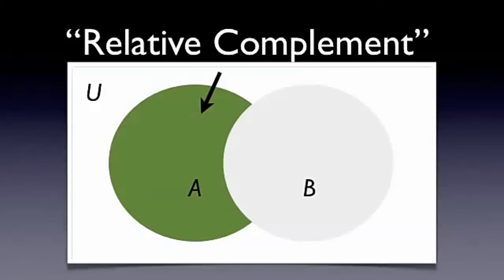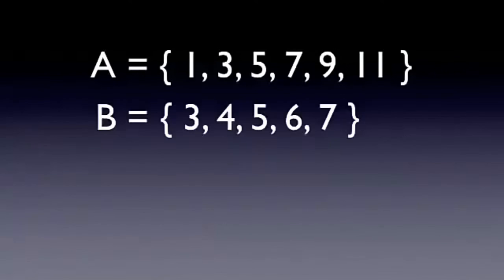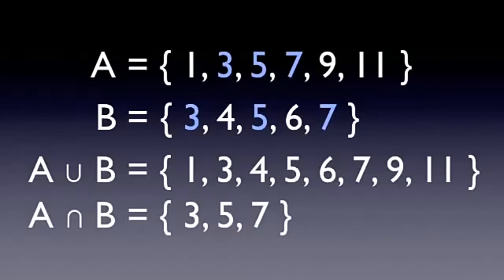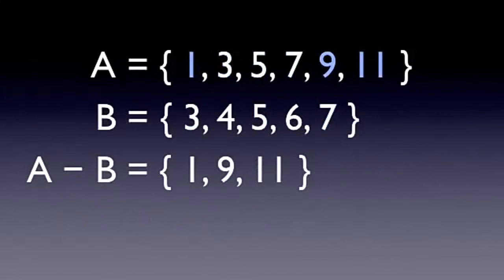Let's look at some examples. Here is the union of sets A and B. We include all of the elements for both sets. Notice that even though both A and B contain 3, 5, and 7, we only list them once. For the intersection of A and B, we only list elements that are contained by both sets.